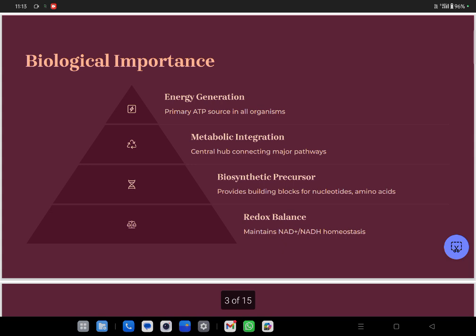It is extremely important biologically. The first thing is that it is the primary ATP source in all organisms. So glycolysis produces energy. The next thing is it's a metabolic integration point. It's a central hub connecting major pathways. It connects into the Krebs cycle, which is even more central, and it has outlets into the pentose phosphate pathway. It has outlets into glycogen metabolism and gluconeogenesis.